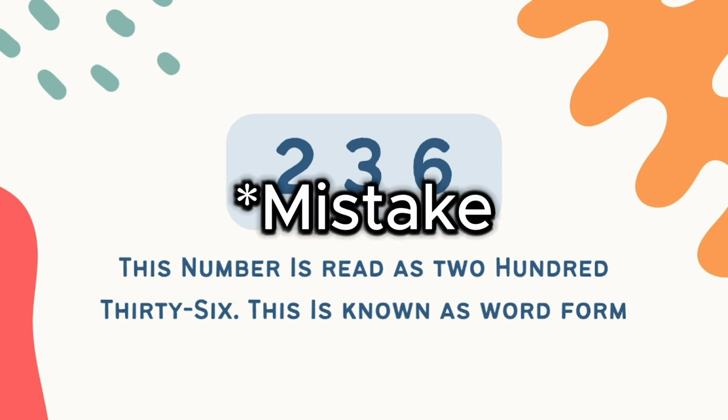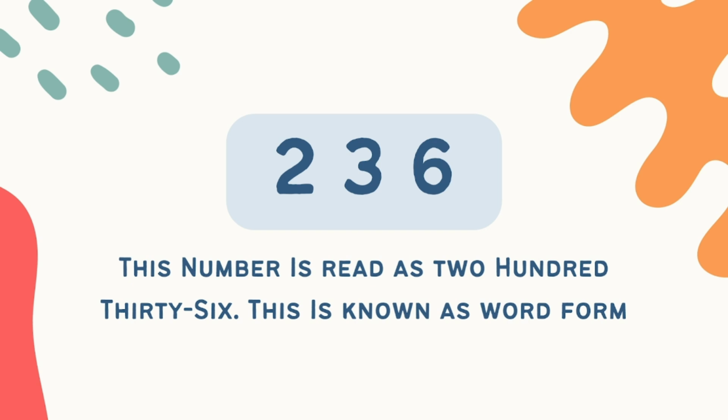Some people make the mistake of saying two hundred and thirty-six. You should not say "and" because it can get you tripped up with decimals, because with decimals, you can also say eighty and eight tenths. And since you can only use "and" in that case, you shouldn't really say "and" when you're saying two hundred thirty-six or any other whole number. You should just say two hundred thirty-six. This is known as word form.